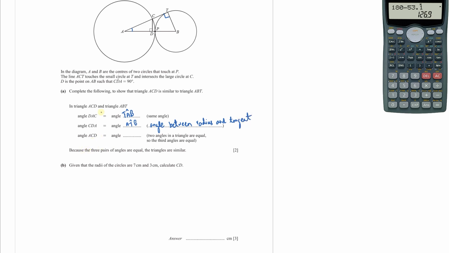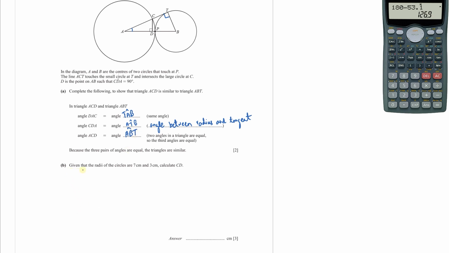And the last angle, angle ACD, will be equal to angle ABT because this is the only angle remaining in the two triangles. So this angle is common, and these two are equal, so the remaining ones are the same. So the two angles in the triangles are equal, and so the third angle, of course, will be equal as well. So angle ACD will be equal to angle ABT.